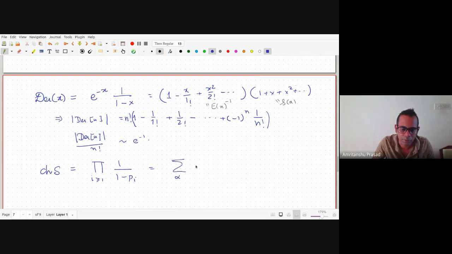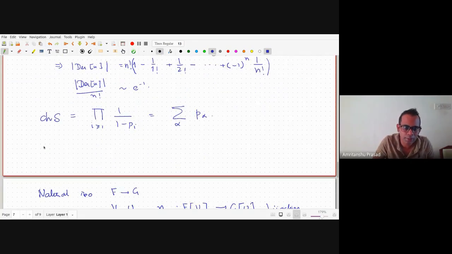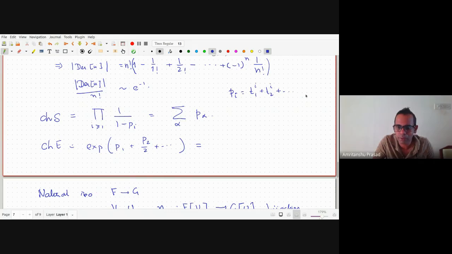So summation alpha of p alpha, and let's compute the Frobenius characteristic of E. So this is p1 plus p2 over 2 plus dot dot dot. And so let's remember that p_i is t1 raised to i plus t2 raised to i. So this is a symmetric function. If you want, you can take a large number of variables, or you can just formally do it in infinitely many variables. So p_i is t1 to the i plus t2 to the i plus and so on.